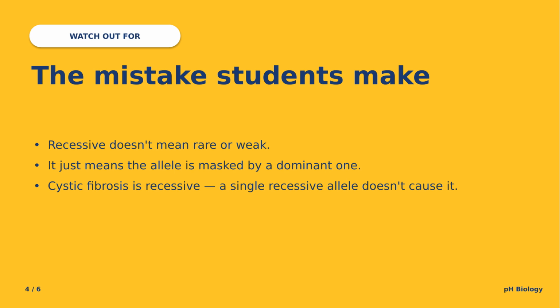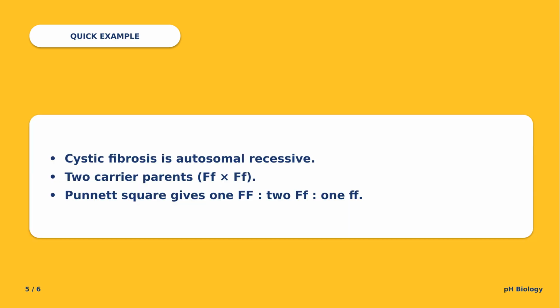Quick example, cystic fibrosis is autosomal recessive. Two carrier parents, capital F, lowercase f, crossed with capital F, lowercase f. A Punnett square gives one capital F capital F, two capital F lowercase f, one lowercase f lowercase f.